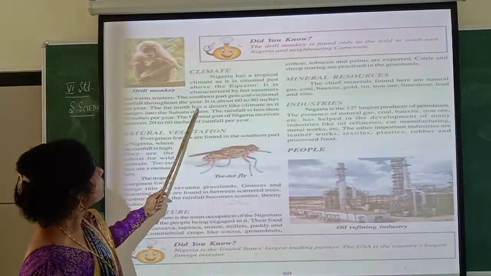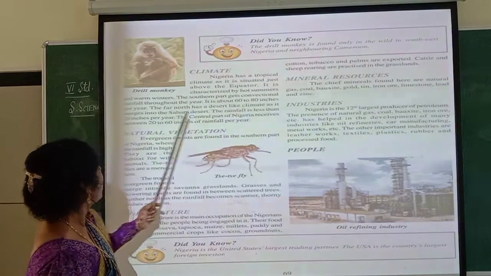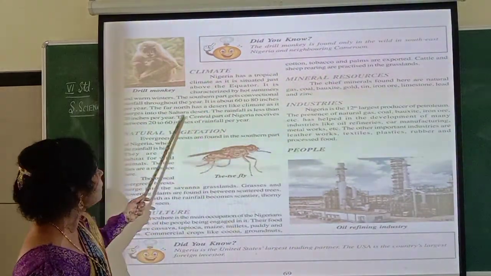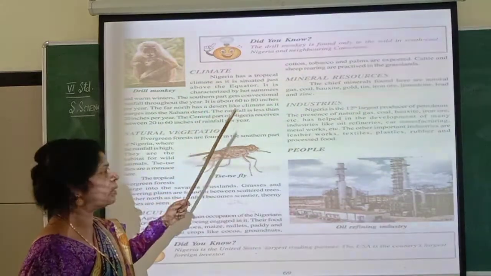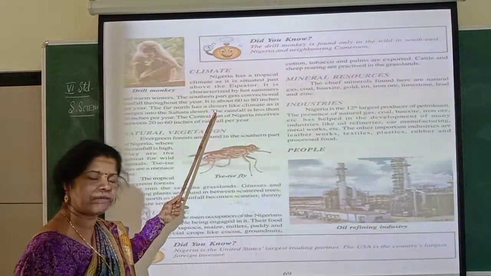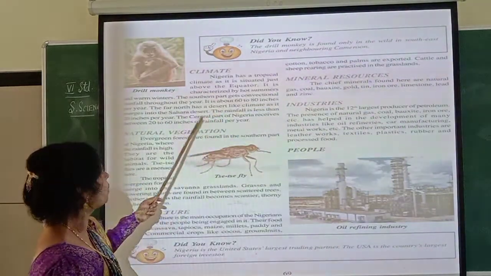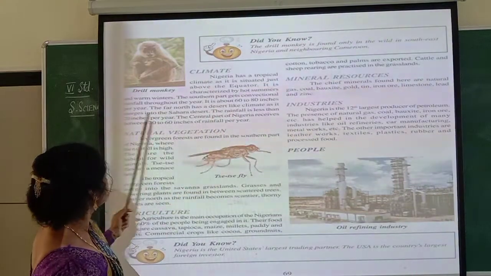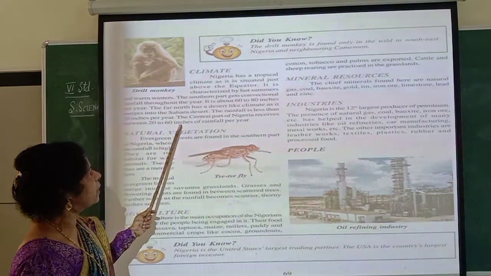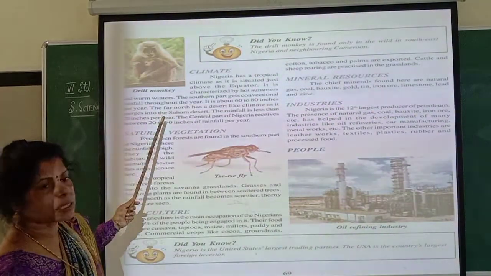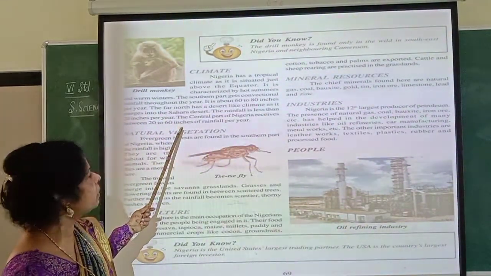The far north has a desert-like climate as it emerges into the Sahara Desert. Already you know about the Sahara Desert. So the far north part is almost in the desert. So you definitely feel the hot climatic condition there. So you can see the rainfall is less than 20 inches per year. What about the rainfall here? It will be less than 20 inches per year.